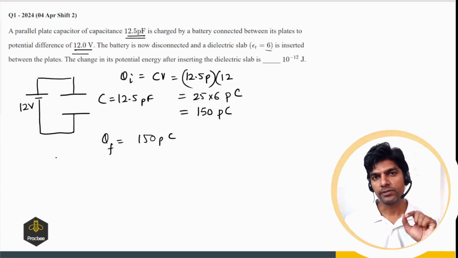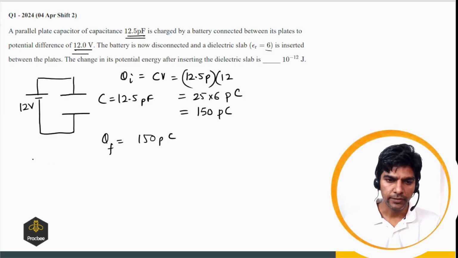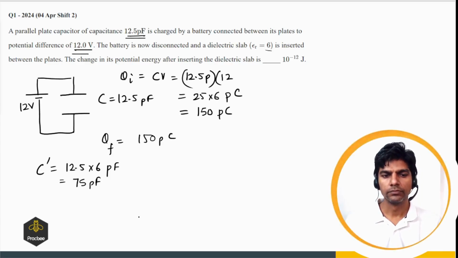But as you insert the dielectric between the plates of the capacitor, the capacitance will increase by the factor K. So we can say the new capacitance C prime will be 12.5 times 6 picofarad, right? So that will become 25 by 2. So this will be 375 picofarad, right? So that is the new capacitance.